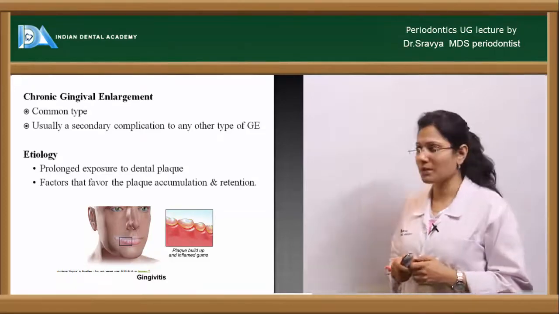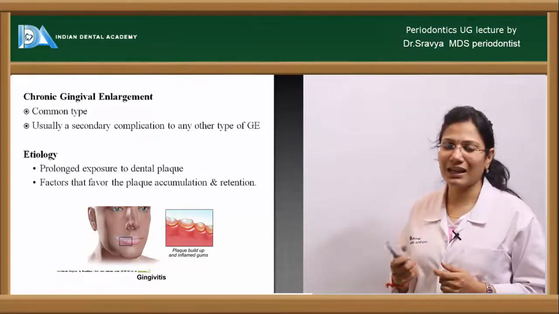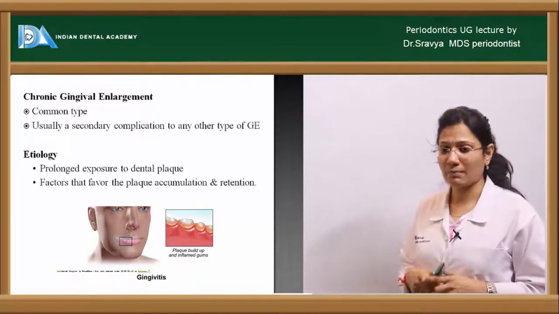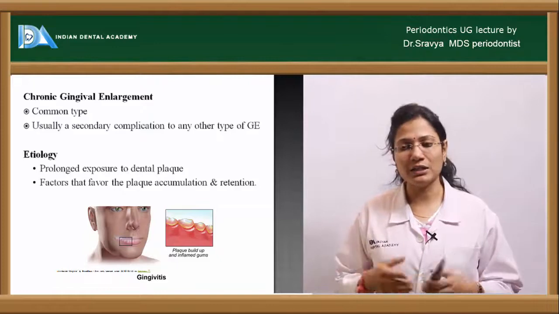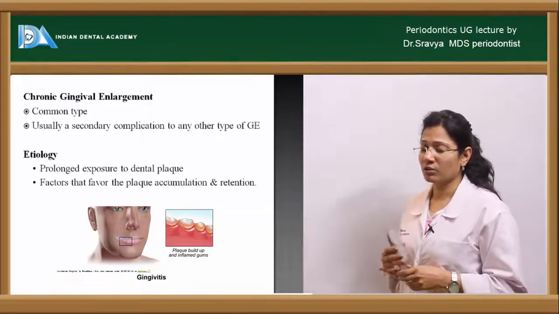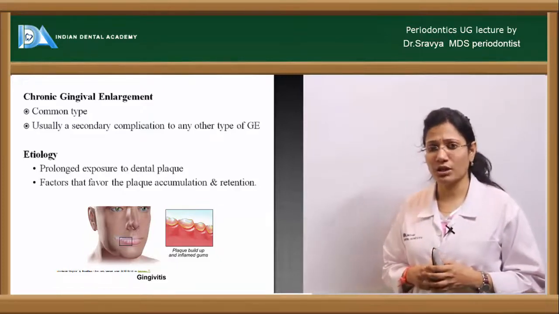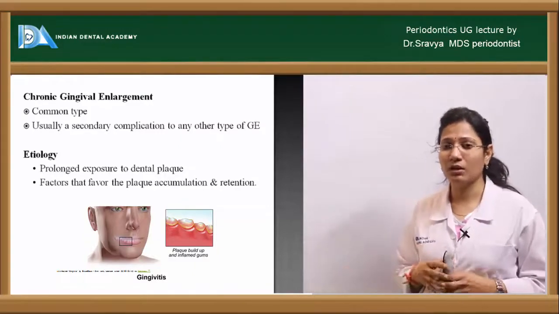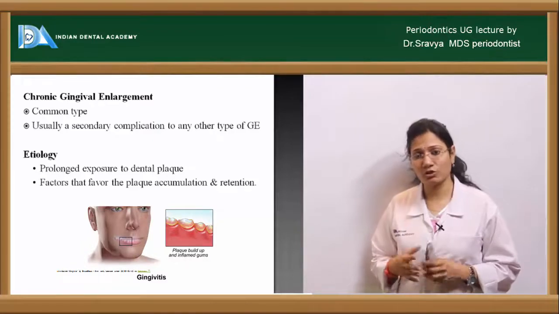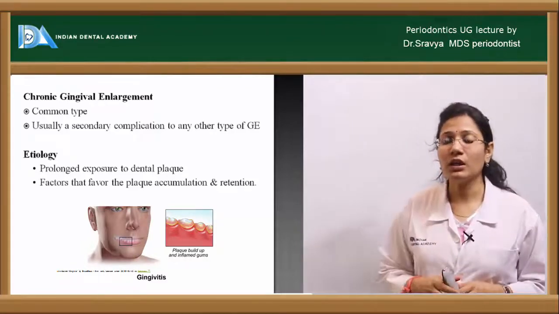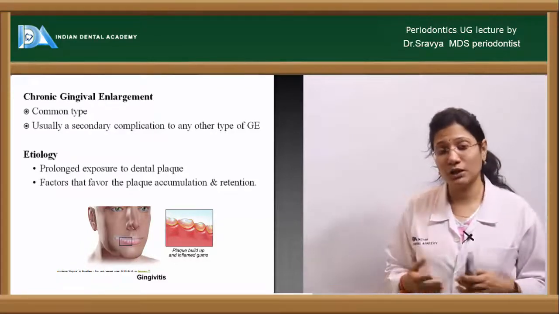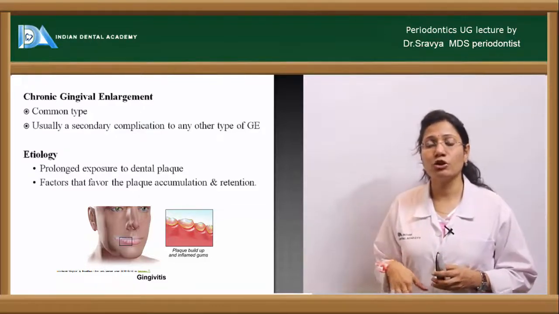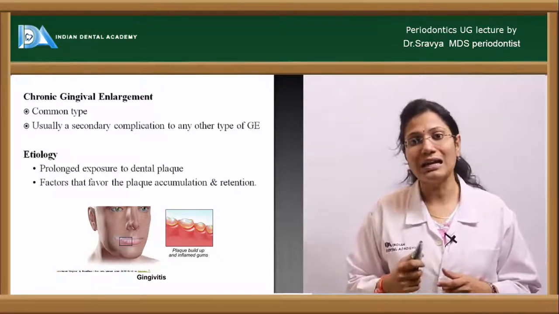It's one of the most common types of enlargement, and usually it is a secondary complication of any other type of gingival enlargement. Remember, even if you have identified the patient as having a drug-induced form of gingival enlargement, it can always be secondarily infected or secondarily inflamed because of the accumulation of plaque and the inability of the patient to maintain oral hygiene, therefore leading to a secondary chronic inflammatory enlargement.